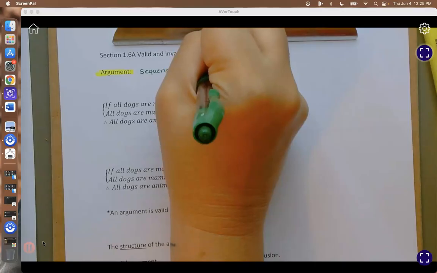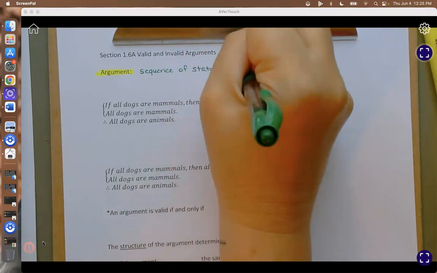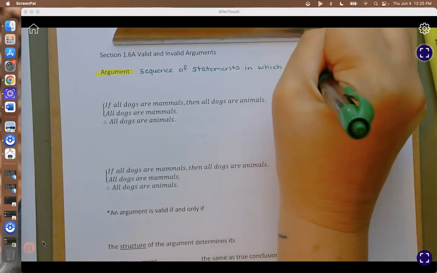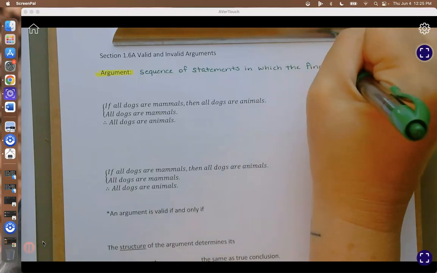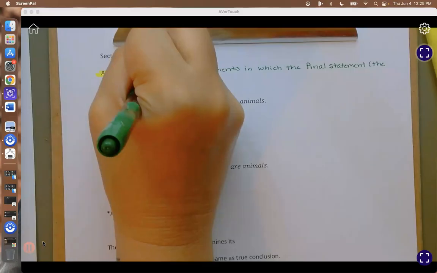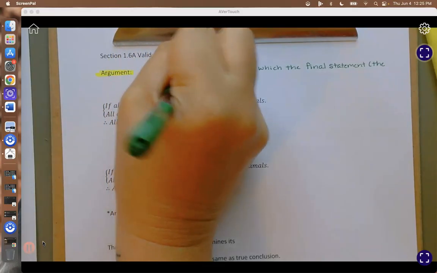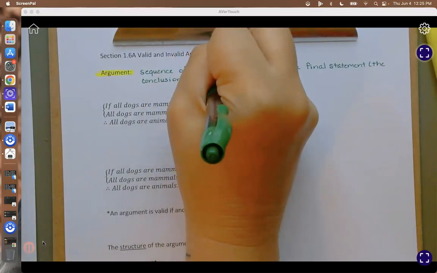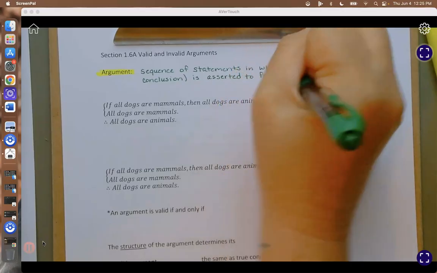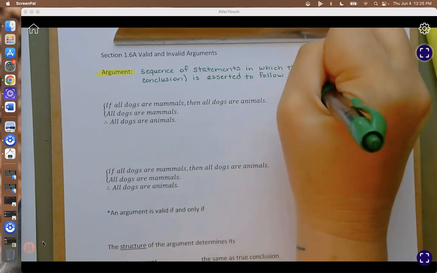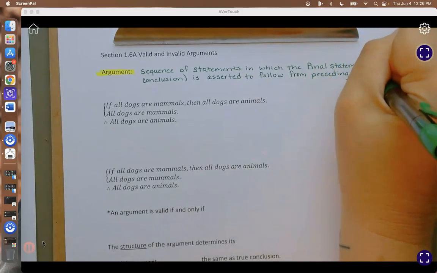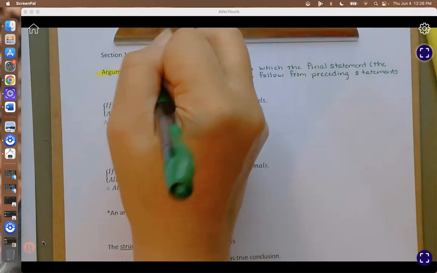An argument is a sequence of statements in which the final statement, which is the conclusion, is asserted to follow from preceding statements, which are called the premises.